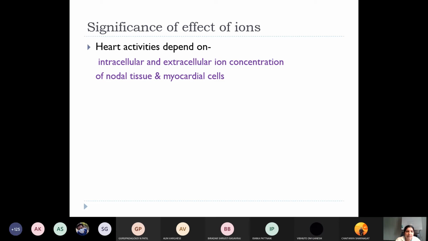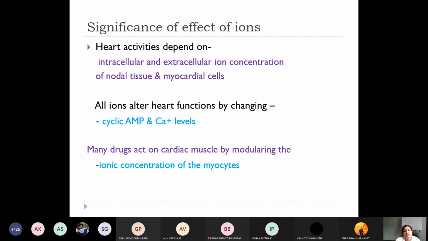So intracellular and extracellular ion concentration of nodal tissues, meaning pacemaker tissues, is very important in regulating the heart rate and force of contraction. Okay. So all ions that alter the heart functions by changing either cyclic AMP and calcium levels are going to affect the contraction rate, force of contraction and heart rate.